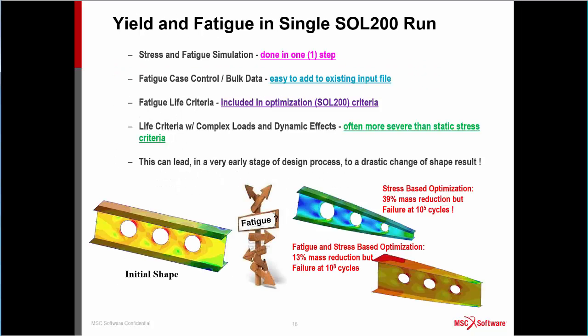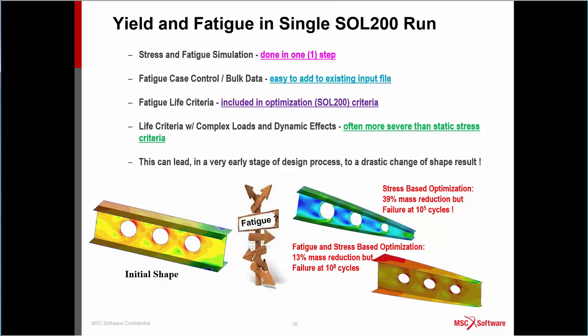We've got it hooked up with our Solution 200. And this simple model, just an I-beam with some holes on it. We want to do a stress and a shape optimization. And in the past, before fatigue, if we ran this, you'd get 39% mass reduction, which is great. But if you ran a fatigue analysis post on that, you had failure at 10 to the 5th cycles.